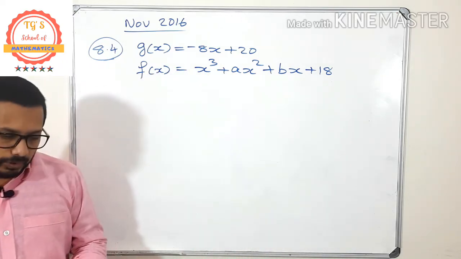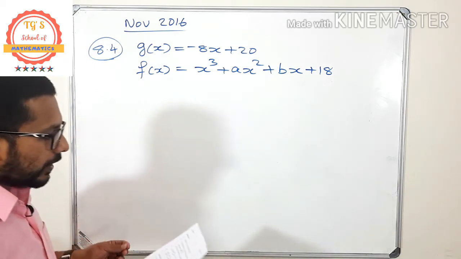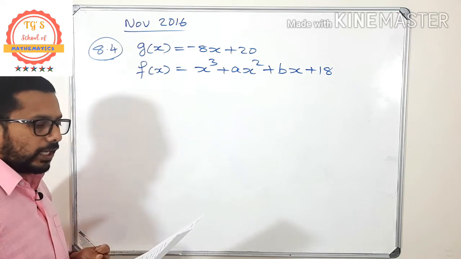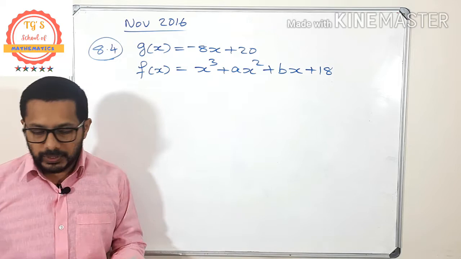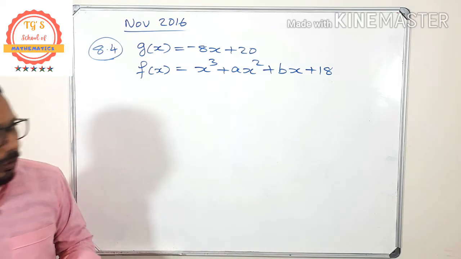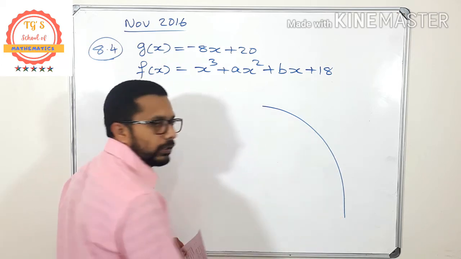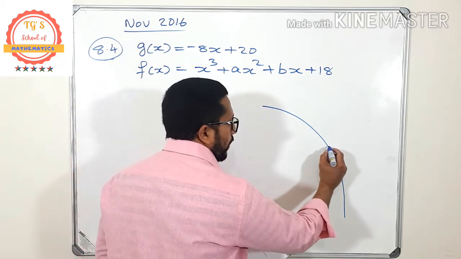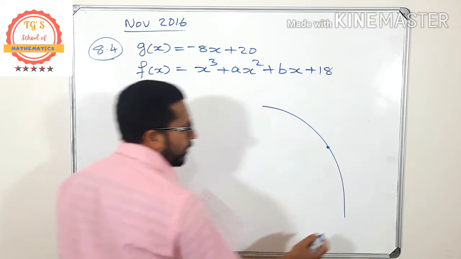What is the question now? g of x is equal to minus 8x plus 20 is a tangent to f of x is equal to ax squared plus bx plus 18. So it means that there is a curve somewhere, and there is a point here, and they are asking what is the equation of this curve?